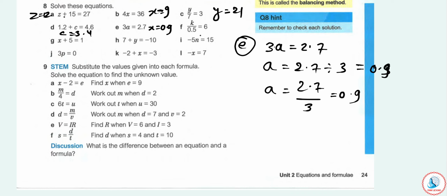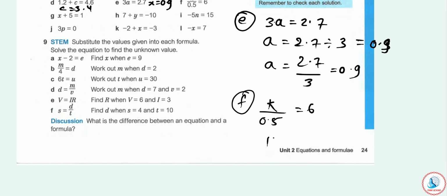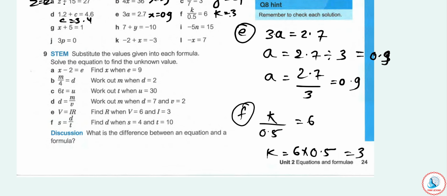Now for question number F. K over 0.5 is equals to 6. 0.5 is in division form, so the value of K will be 6 times 0.5. Now multiply it, 0.5 times 6, it will be 3. The value of K is equals to 3.